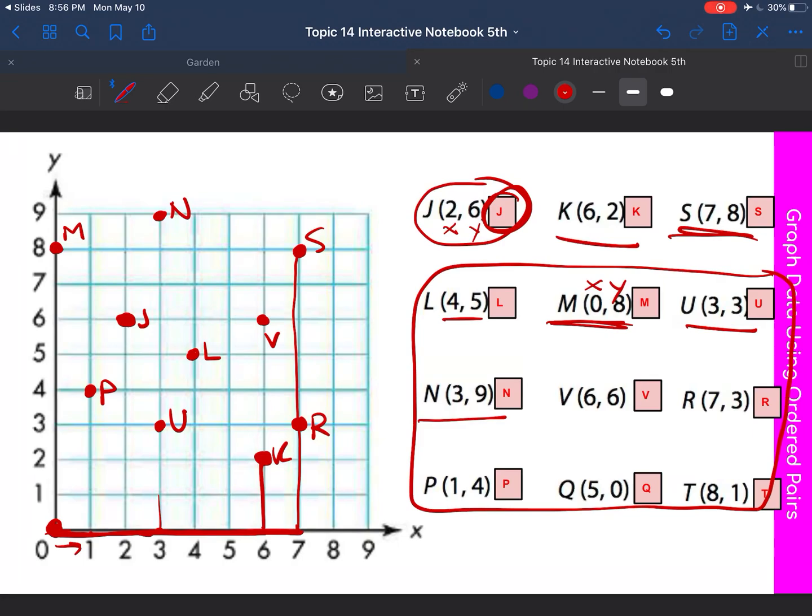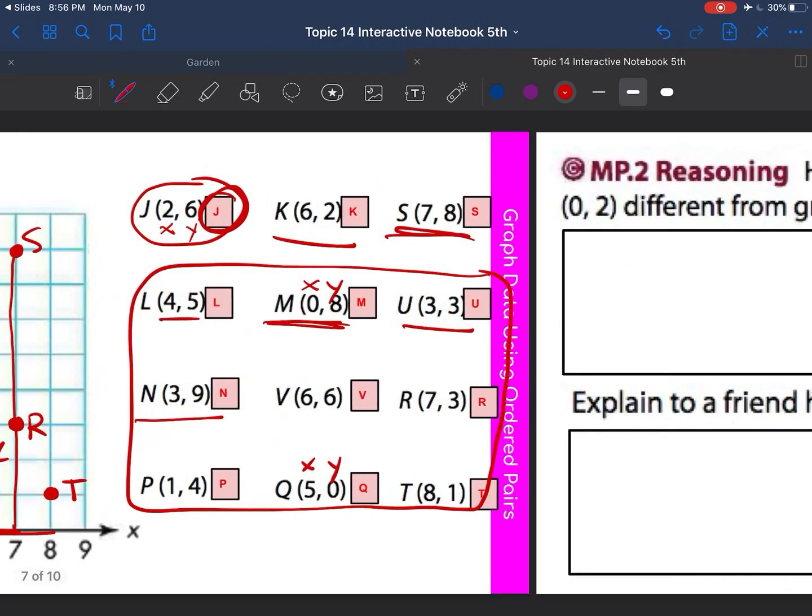Now Q is 5, 0, so X, Y. Again, X comes first, Y comes second. So we go over 5, so I'm going to use a different color. We go over 5, and then do we go up at all on the Y-axis? We do not. So 5, 0 is just right here because we don't go up at all on the Y-axis. And that's Q. Lastly, we have T, over 8, up 1. Make sure your answers match my notes as well.